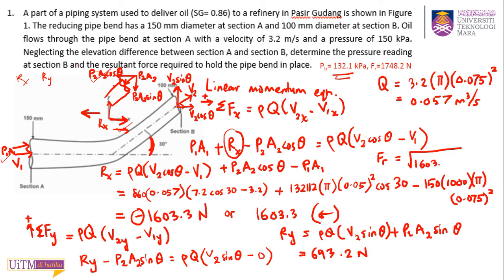1603.3 squared plus 693.2 squared. Berapa nilai? Sama tak dengan ni? 1748. Ataupun lebih kurang lah nilai dia. Dapat, sir. So your FR is 1748.2.